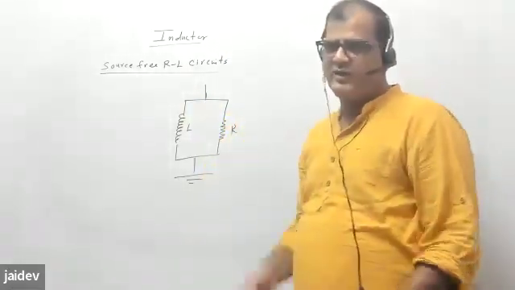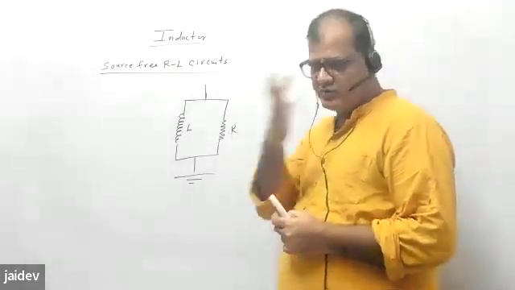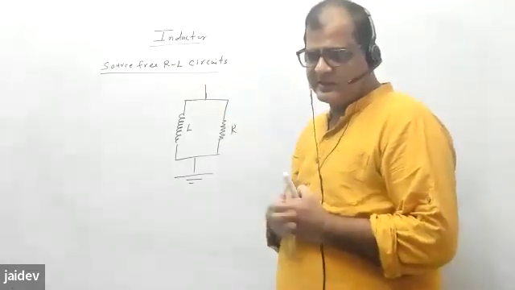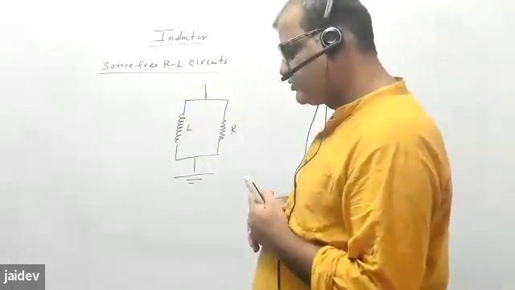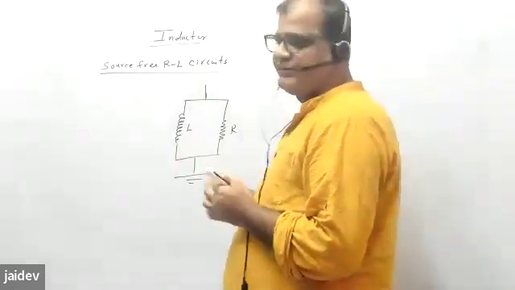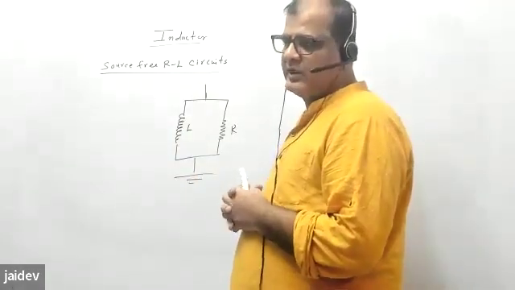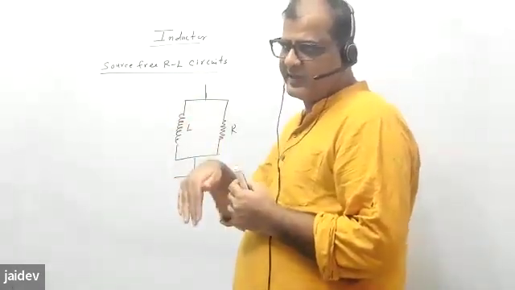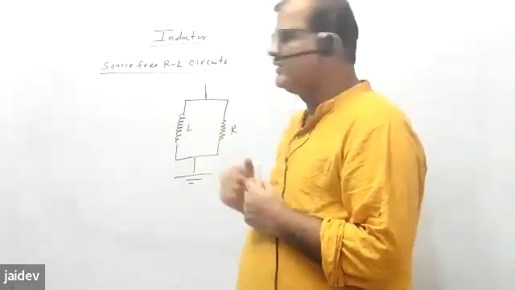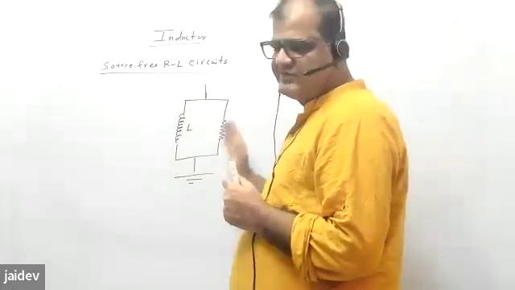Like in the capacitor, voltage cannot suddenly drop to zero, or increase from zero to some voltage abruptly. Similarly, here the current cannot go down abruptly. It cannot go from high to zero directly, and it cannot go from zero to high directly. Okay, so the current will decrease with time.